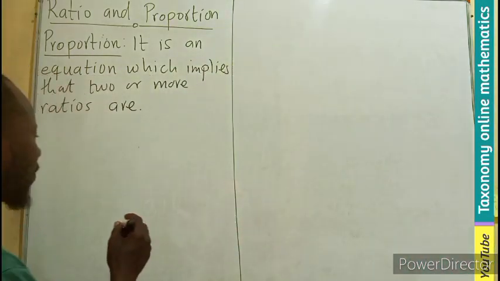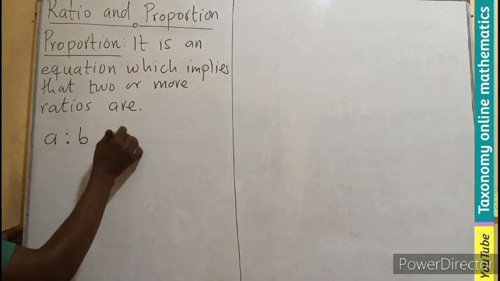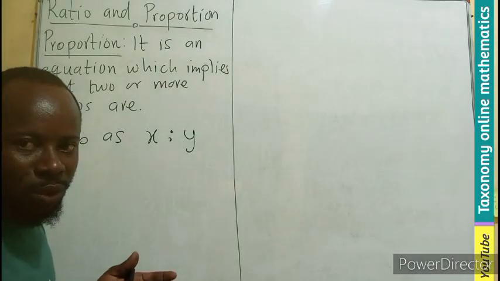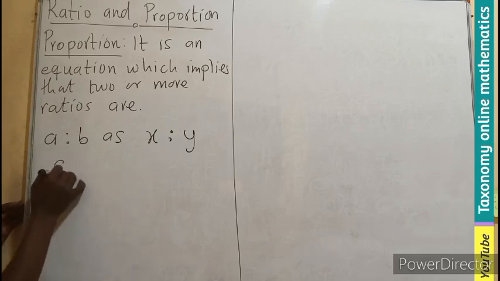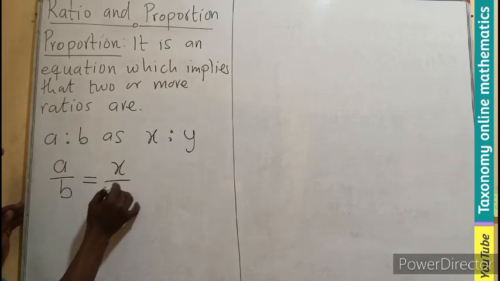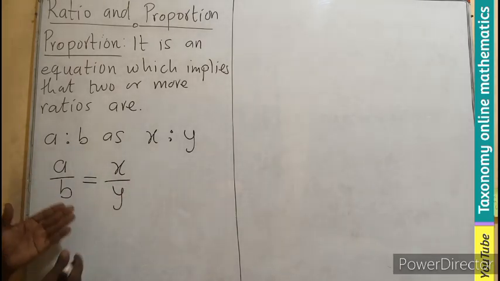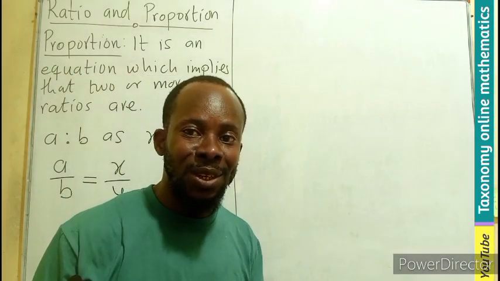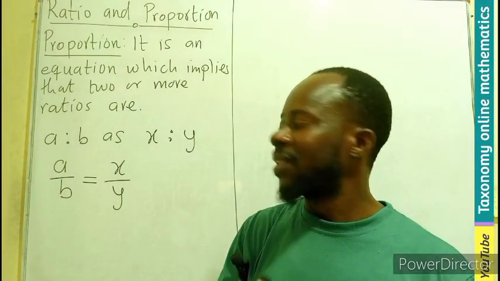So we can say that A is to B as X is to Y. These are two ratios. If they are proportional in terms of fractions, then A divided by B should equal X divided by what? Y. So in this case, the two ratios are proportional, and we can also say they are equivalent. Don't forget, equivalent fractions are equal but written differently.